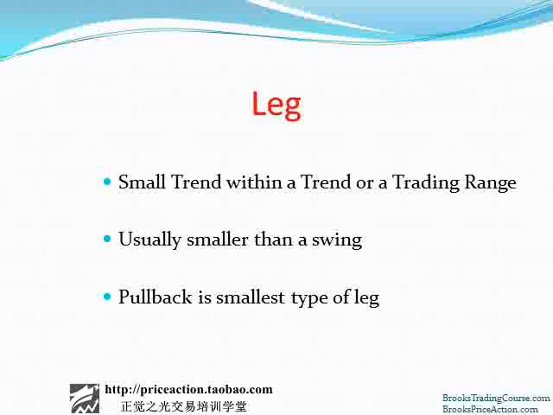It's a small trend within a trend or a trading range, and a pullback is the smallest example of a leg. So if the market's in a bull trend and then it pulls back for a bar or 5 bars or 15 bars, that pullback is a leg, and the bull breakout and the resumption of the trend is another leg.